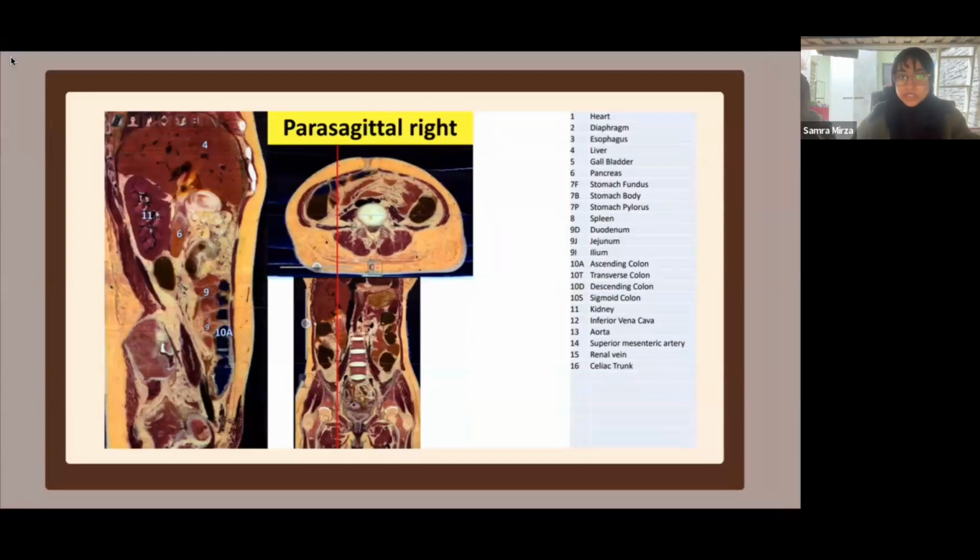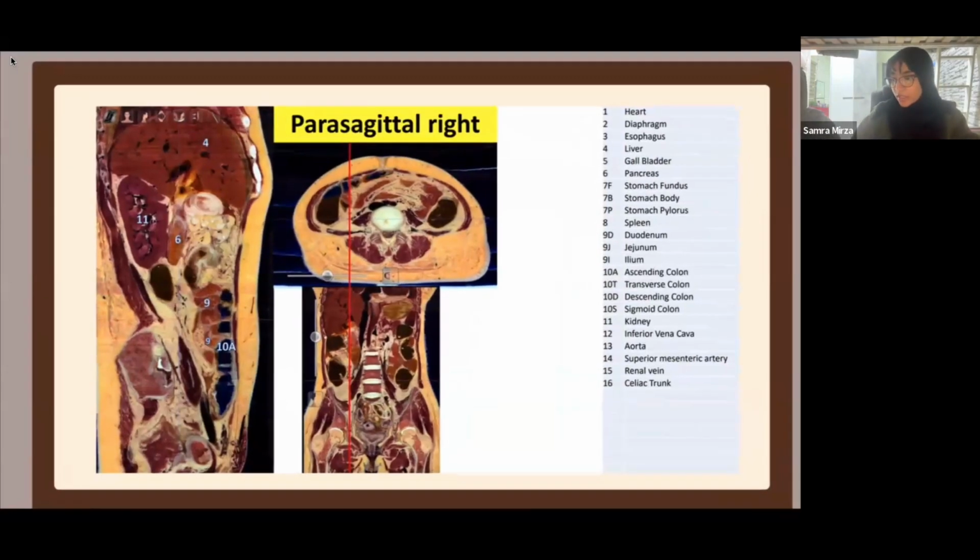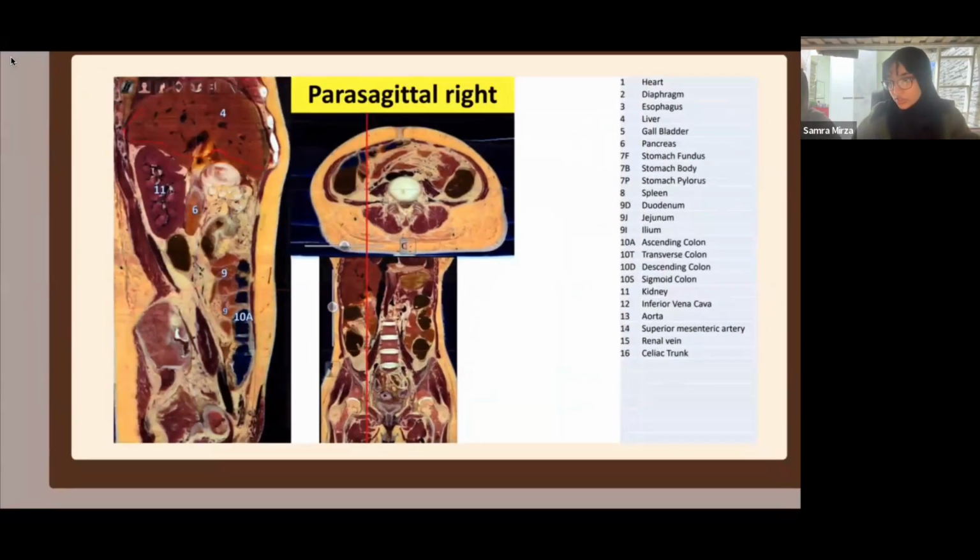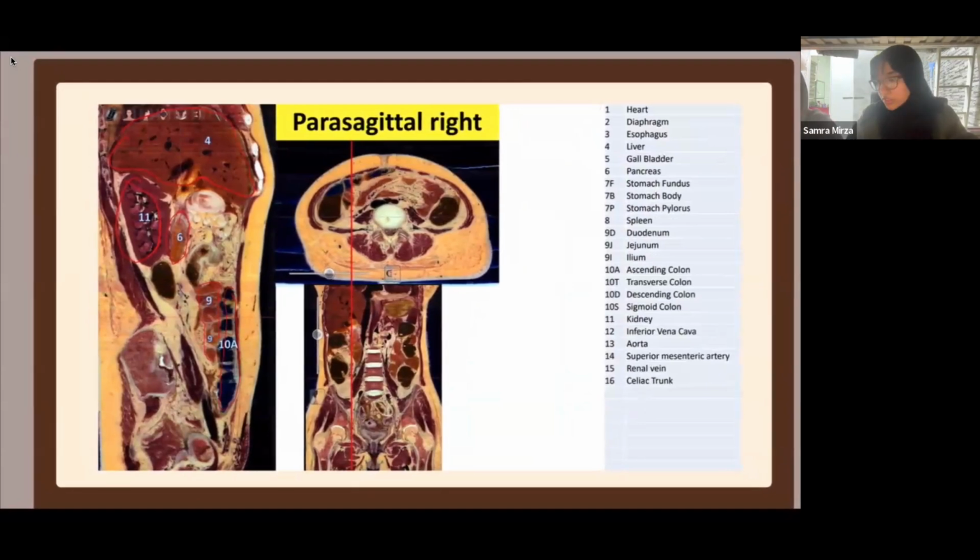Next, we're going to the parasagittal on the right side. Now you can see the difference. The liver is very huge, so that's how you know it's the right side. Again, we have our right kidney. We have the pancreas here. It's going to cross the midsection. We have the small intestines here. We have the ascending colon, and that's mostly all you need to know from the parasagittal.